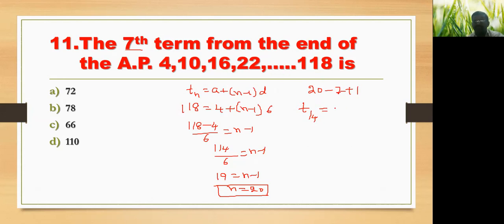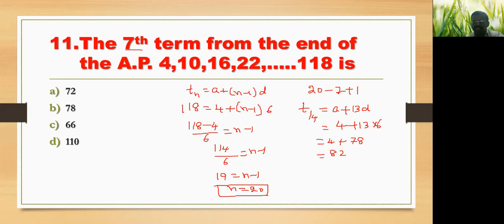Okay. So T14 means what? a plus 13d, n minus 1, correct? So a is here 4 plus 13 into d is 6. So what do you get now? 4 plus 13 times 6.